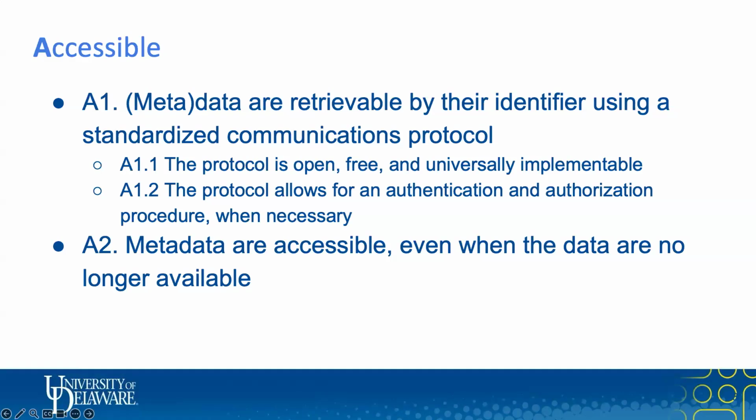Accessibility ensures data can be retrieved, even if it's no longer available. Key points of accessibility include using standardized open protocols, such as HTTPS, for data access. Metadata should persist indefinitely, even if the access to the primary data is restricted, for example, due to privacy considerations. Here, I would like to give some pro tips.